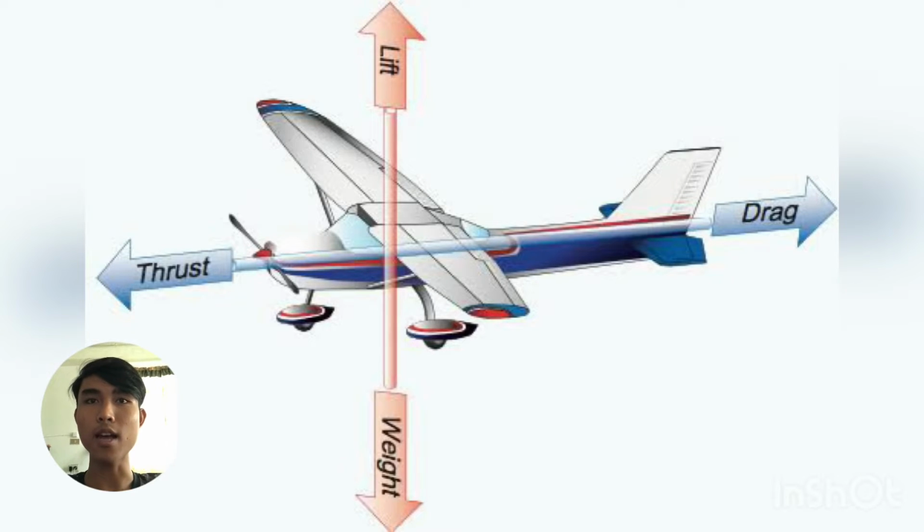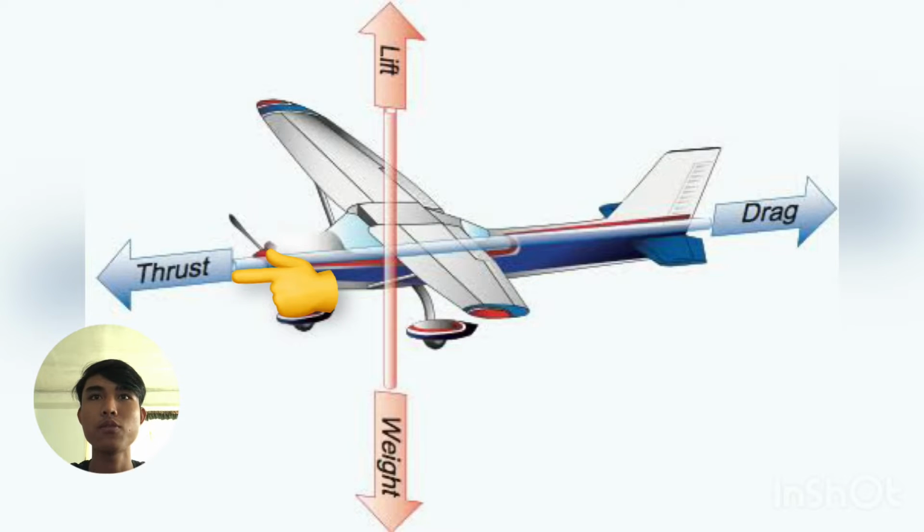Four forces act upon an aircraft in relation to straight and level, unaccelerated flight. These forces are thrust, lift, weight, and drag. Thrust. Thrust is the forward force produced by the power plant or the propeller.